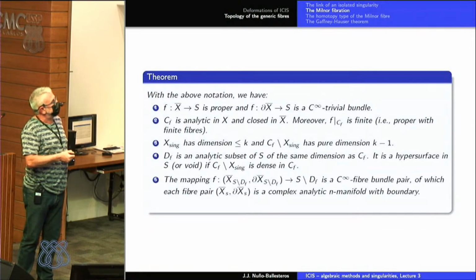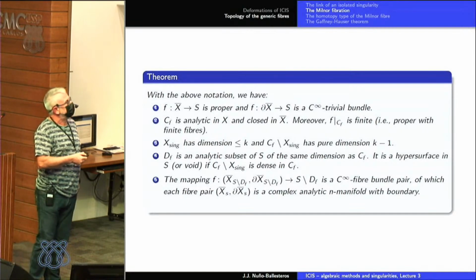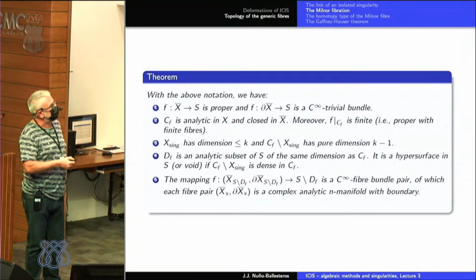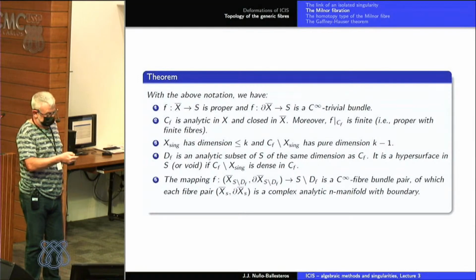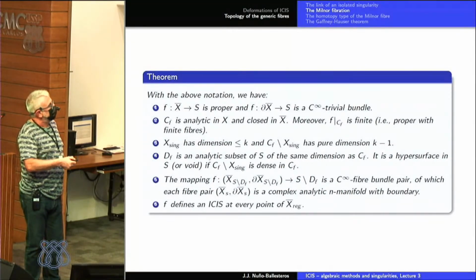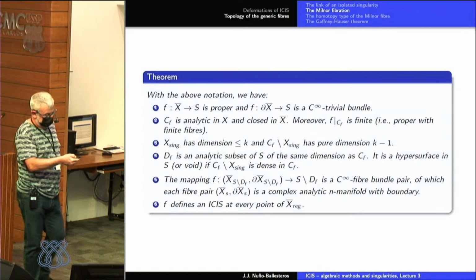The fifth point is that this mapping from the pair given by X bar sub S minus DF and the boundary into the complementary of the discriminant, this is a C-infinity fiber bundle pair, and each fiber pair, which is given by X bar sub S and the boundary, is a complex analytic manifold with boundary. And moreover, at each point of the regular part of X, this F defines an ISIS.